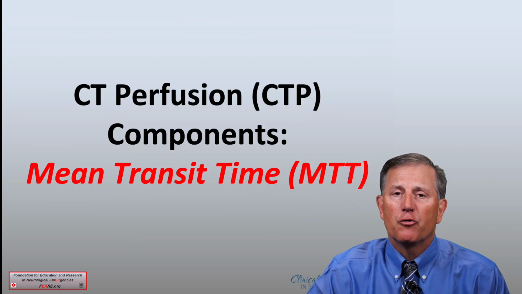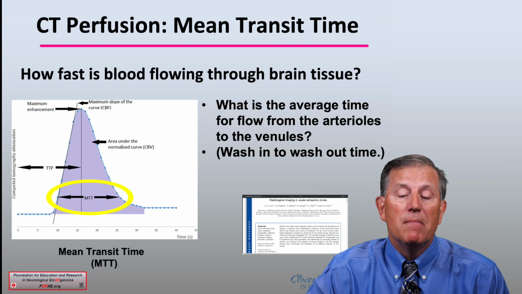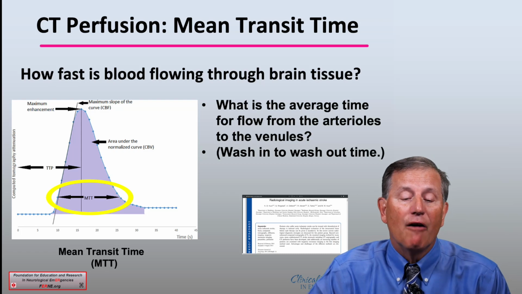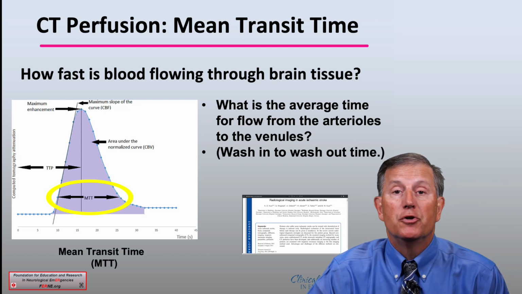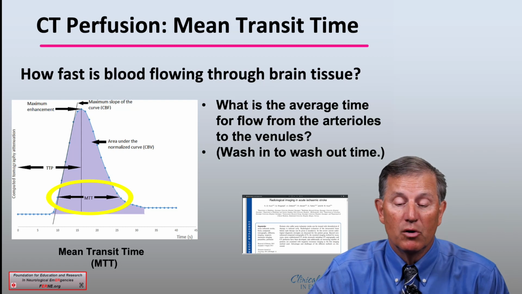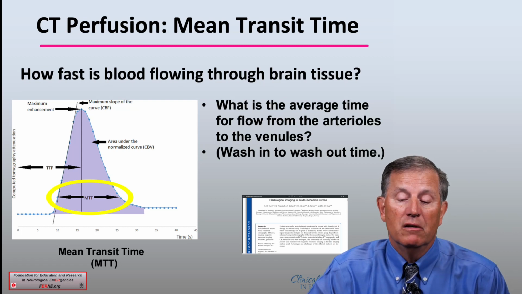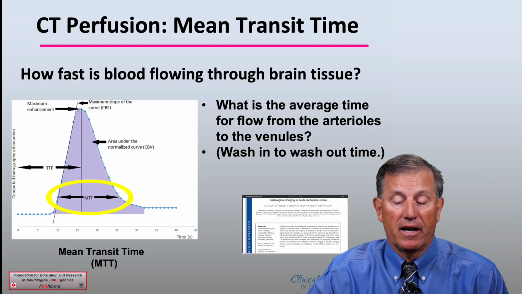What about mean transit time? Mean transit time talks about how fast is blood flowing through the brain tissue. In other words, what is the average time for flow from the arterioles to the venules through the tissue? This is your wash-in to wash-out time for the contrast.